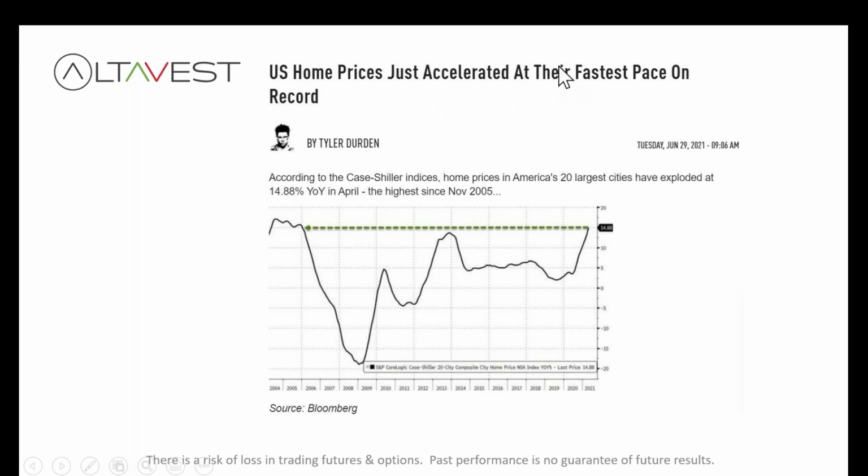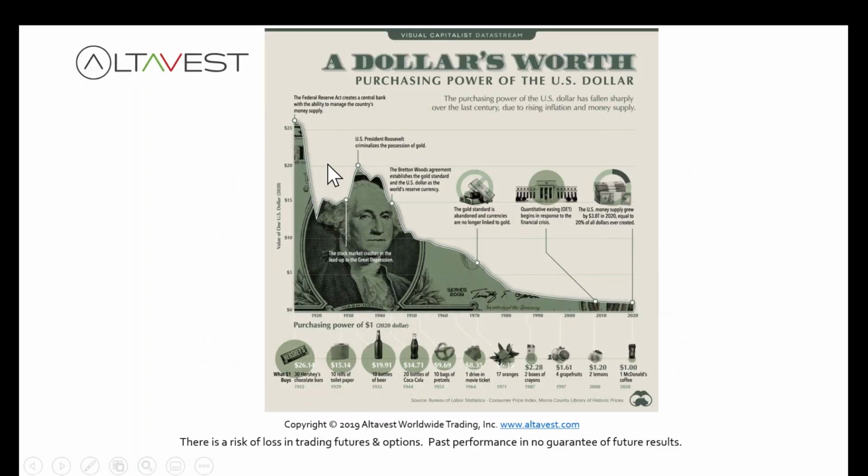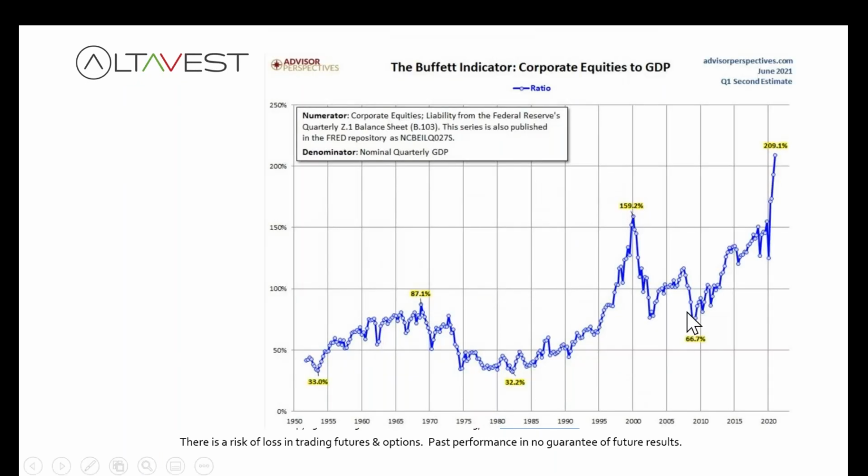Home prices just accelerated at their fastest pace on record. Inflation expectations are reaching their highest level since 2008. And here's the dollar, meanwhile losing all of its purchasing power. Here's the Buffett indicator. Everyone looks at that. It's basically a market cap valuation model, and we're at these sky high levels.